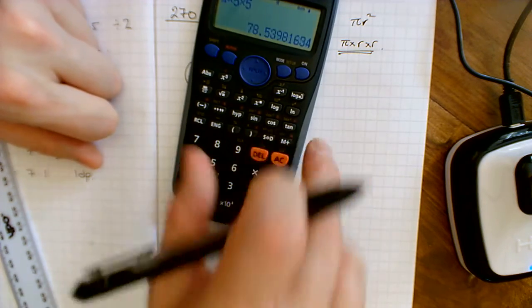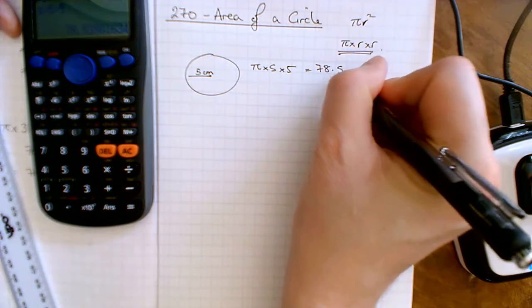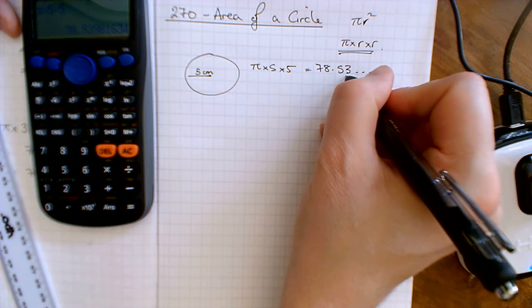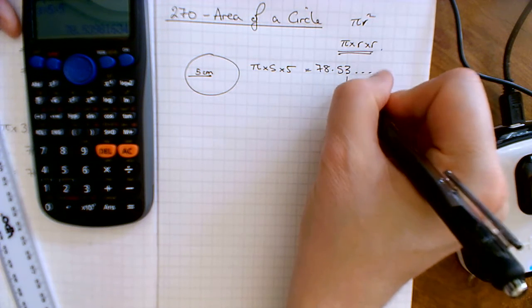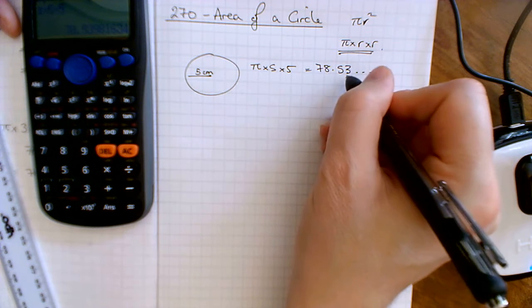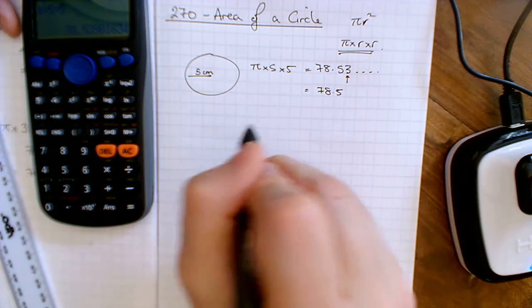Press SD because it gives me it in terms of pi, and I've got 78.53, and that just runs off forever. The reason I write 2 decimal places is because it wants 1 decimal place, and I've got to look at this second one here to decide where to round. So the 3 is lower than 5, so that's just going to leave it the same. 78.5 is my first answer.